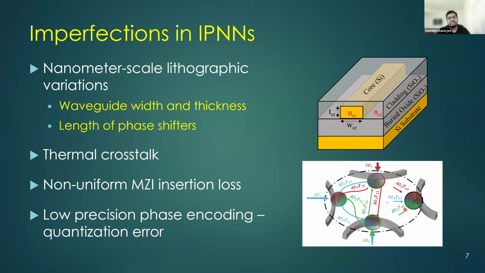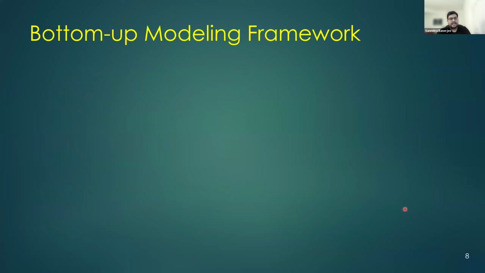the focus today is not about giving a laundry list of all the things that can go wrong, but I just wanted to present that if we know what the things that can go wrong are, where do we go from there? How do we quantify their effects? And how do we build methods that can either reduce the effect or can totally bypass those effects? So the first step towards that is building a bottom-up modeling framework.